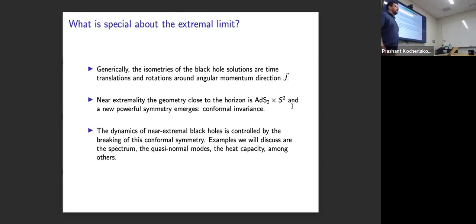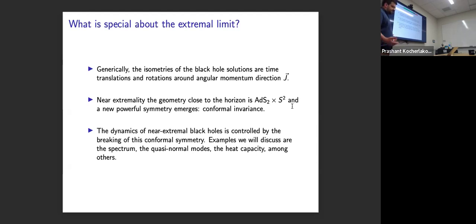So what is special about the extremal limit of black holes? Generically, for generic values of the parameters, the black hole only has essentially two isometries: time translations and rotations around the direction of the angular momentum. But near extremality, when we are close to saturating this bound, the geometry close to the horizon develops an AdS2 factor, a two-dimensional anti-de Sitter factor, times the S2 that represents the angular directions transverse to the temporal and radial directions. A new powerful symmetry emerges, conformal invariance, which comes from the isometries of the AdS2 factor.